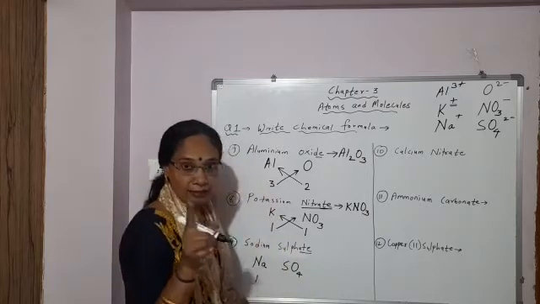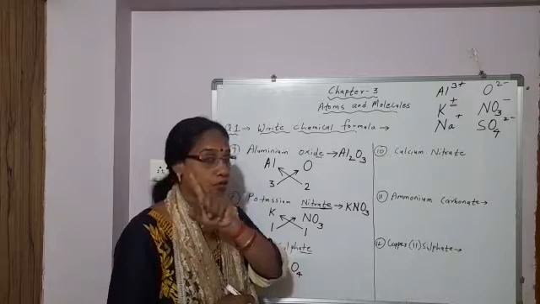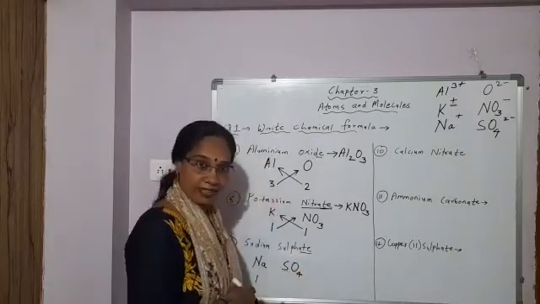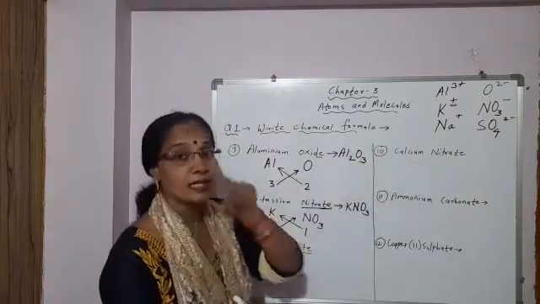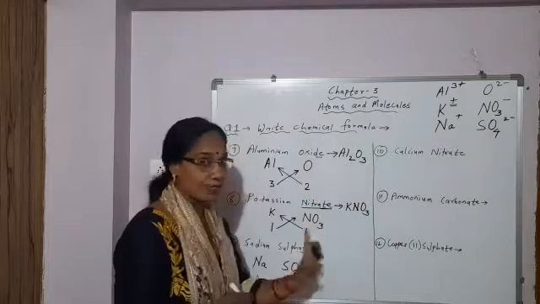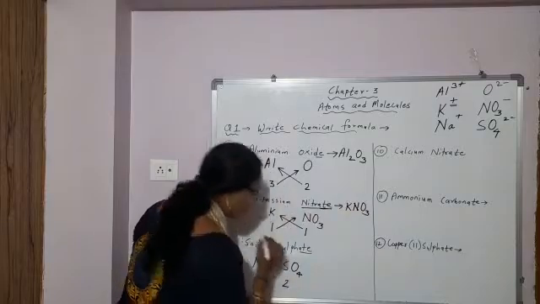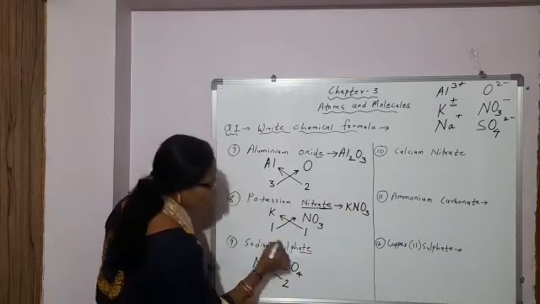SO4. Again, students make the mistake. This 4 they take as valency. This is not valency. This is formula. This comes under formula of sulfate SO4. And what is valency? 2 minus means what is valency? 2. Charge is minus. Charge for framing the formula is not required. So no need to write. So you will write 2. Now cross multiply. 2 will go with Na.